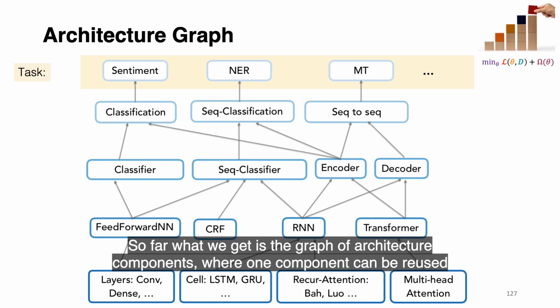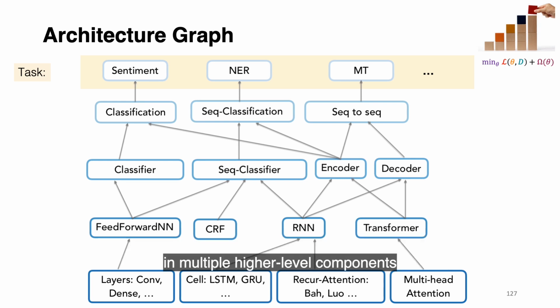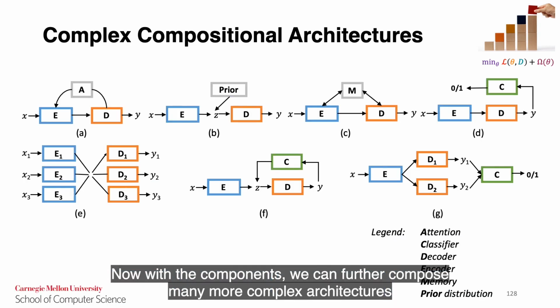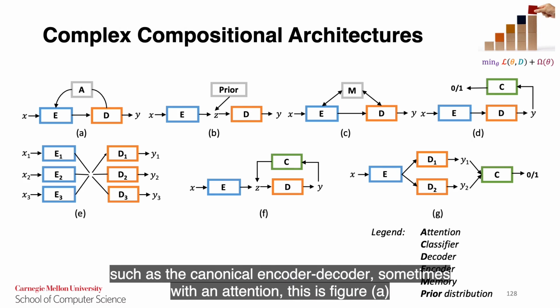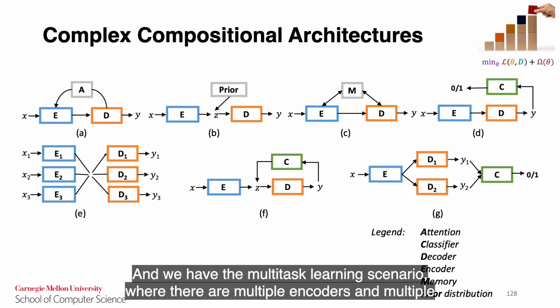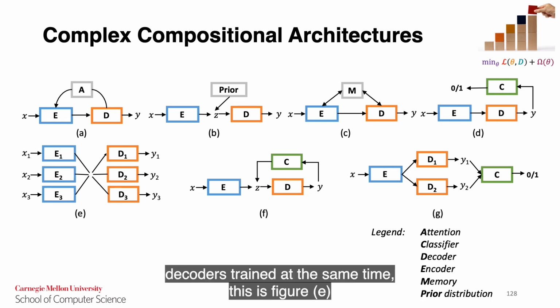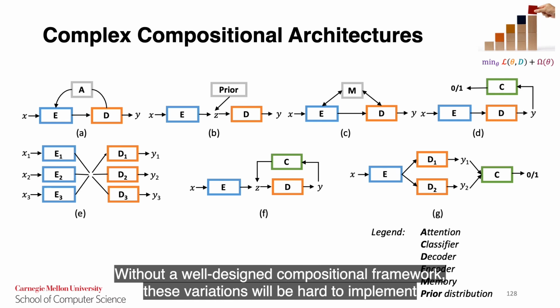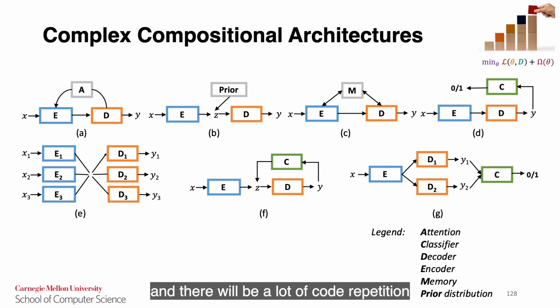So far, what we get is the graph of architectural components, where one component can be reused in multiple higher-level components. Now, with the components, one can further compose many more complex architectures, such as the canonical encoder-decoder, sometimes with an attention. This is figure A. We also have the adversarial model that has an encoder, a decoder, and then a binary discriminator. That is figure D. And we have the multitask learning scenario where there are multiple encoders and multiple decoders trained at the same time. This is figure E. Without a well-designed compositional framework, these variations will be hard to implement, and there will be a lot of code repetition.